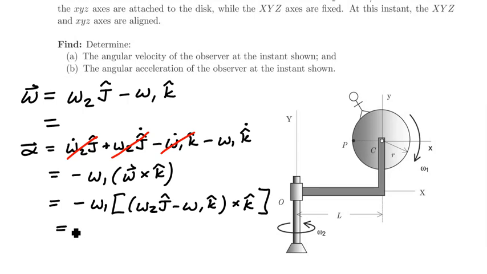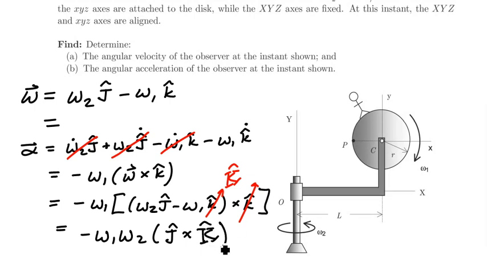If I expand the cross product here, I'm going to need to note that the axes are aligned at this instant, and so if I do that, I can replace the little k with capital K's. And if I do that, I'm going to end up here with the result, minus omega 1 times omega 2 times quantity capital J cross capital K. You'll note that I've thrown one term away here because I know a unit vector cross itself is 0.